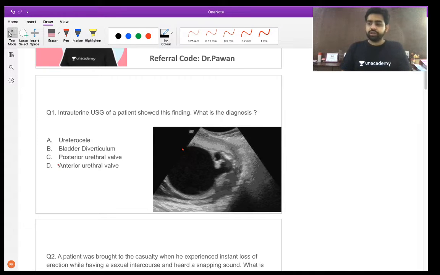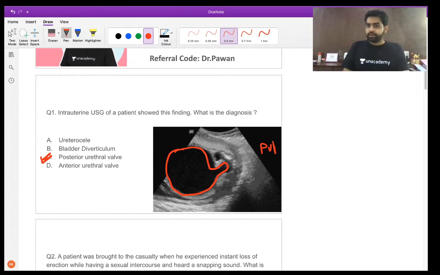Indra, an anterior urethral valve? It's a urethral valve, no doubt about it. But why anterior? It is a posterior urethral valve, right? See, an anterior urethral valve doesn't present like this. This is a characteristic keyhole appearance. The answer is D, posterior urethral valve. So please understand, the diagnosis over here is a posterior urethral valve.